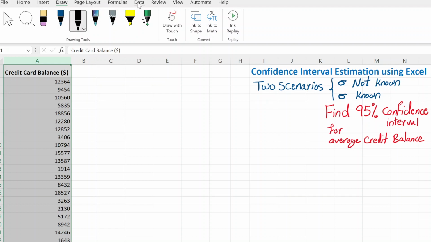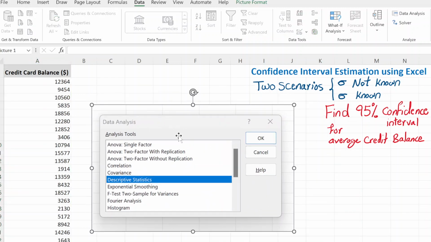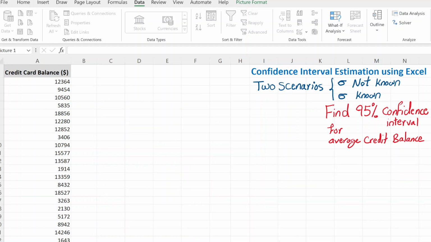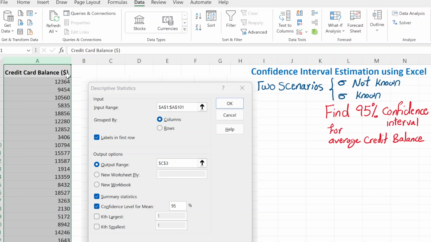In the ribbon, select Data, then go to the Analyze group, and then select Data Analysis. As soon as you do that, this dialog box shows up, in which we're going to select Descriptive Statistics, and then we click OK. Then this dialog box pops up, in which we have to select column A, including label, for the 100 data points that we have. So input range is from A1 to A101, and then we select labels in the first row.